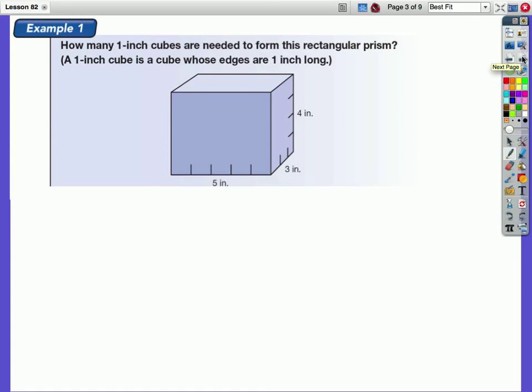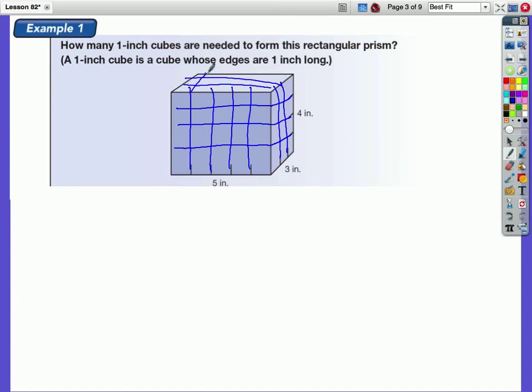Okay. So for this example, it says how many 1-inch cubes are needed to form this rectangular prism. A 1-inch cube is a cube whose edges are 1 inch long. So basically what this is saying is we have 5 inches here, so we have 1-inch cubes going this way. We have 4 going up this way. So it's kind of like this line comes here, like that. These go up, and these would go up. Now these would meet up here as well. Okay, so there's all that.